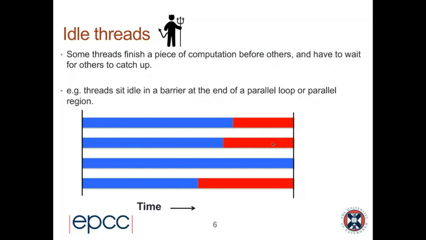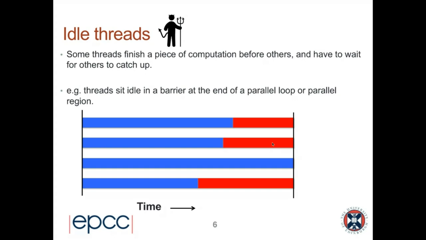Okay, so next up is idle threads. This type of overhead happens when some threads finish a piece of computation before others and have to wait for the others to catch up. The typical situation is where threads are sitting idle in a barrier. This could be at the end of a parallel loop or the end of a parallel region.